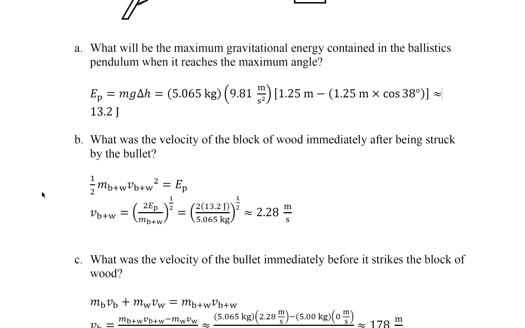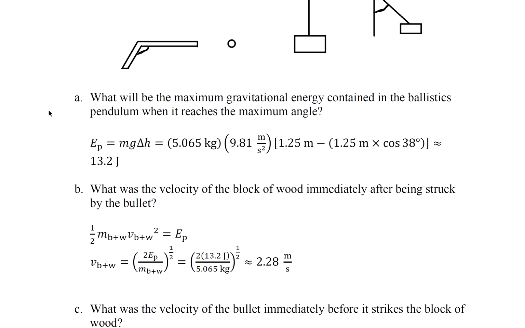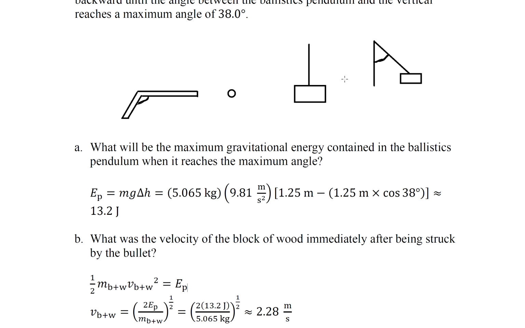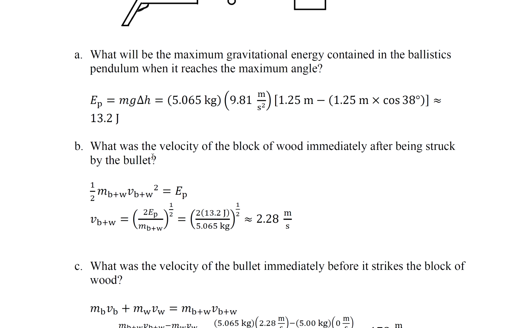Part B, what was the velocity of the block of wood immediately after being struck by the bullet? So, law of conservation of energy. We have the kinetic energy of the bullet plus the block on the left side equals the total gravitational potential energy when the block reaches the top on the right side, and just solve for the velocity of block plus bullet, which is 2.28 meters per second.